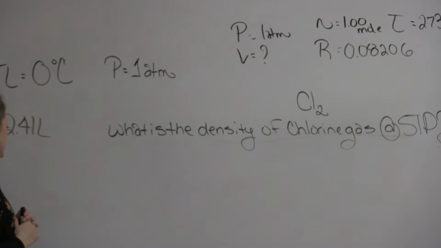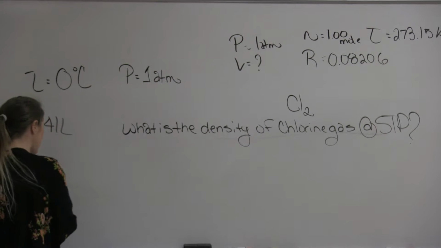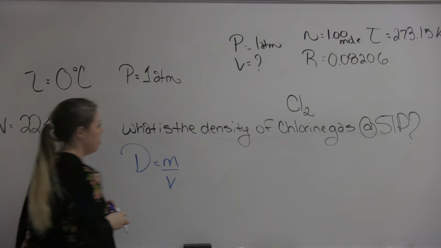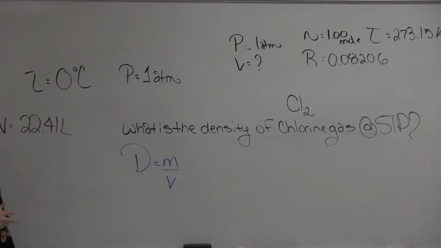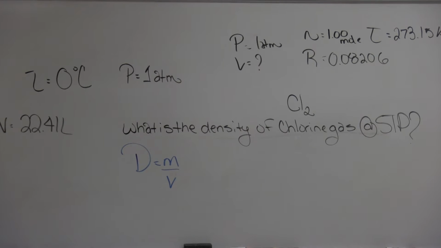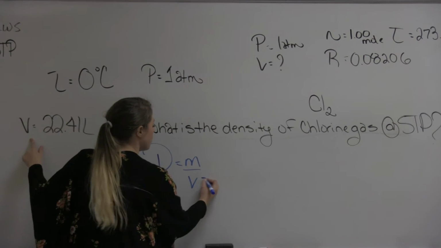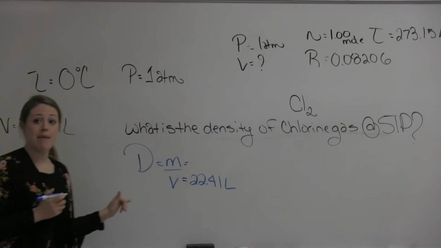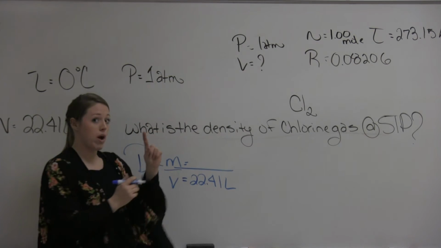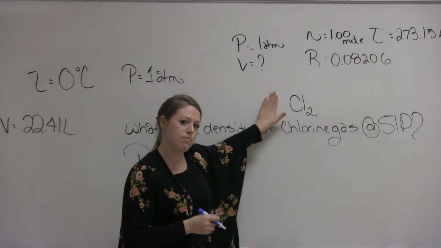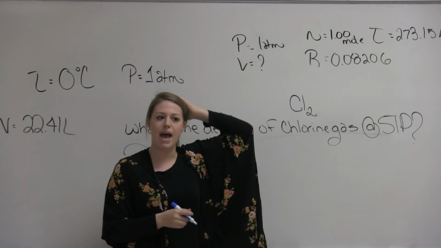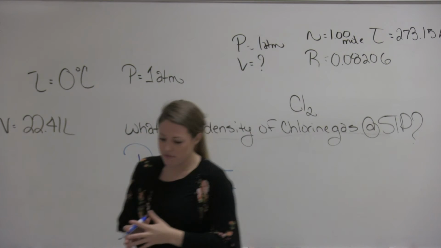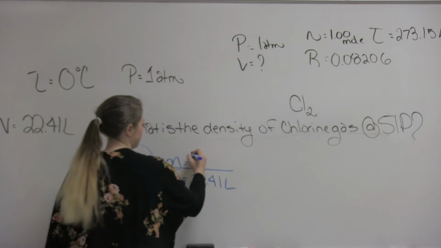To solve for density, we know that the equation for density is D equals M over V. Remember, we're always doing 1 mole of a substance. We know that it's at STP, so therefore my volume is going to be 22.41 liters. Now to figure out my mass, well, it's 1 mole of Cl2. We go to the periodic table and get the mass of chlorine, but there's 2 of them, so we have to multiply it by 2. The mass of that is 70.9 grams.